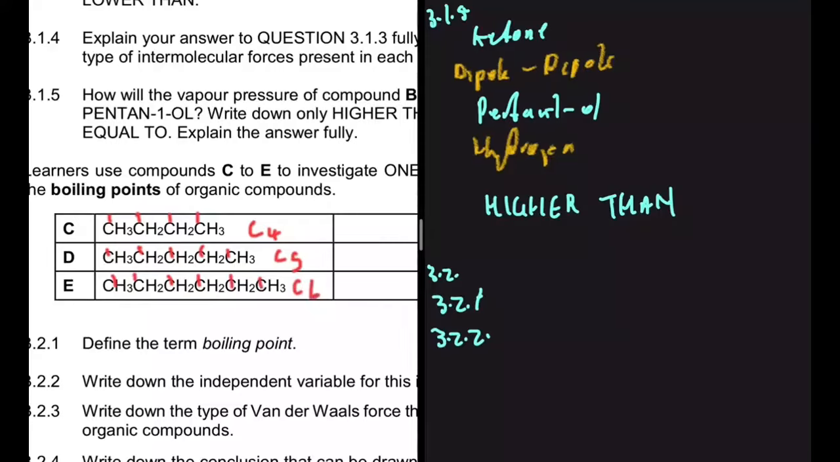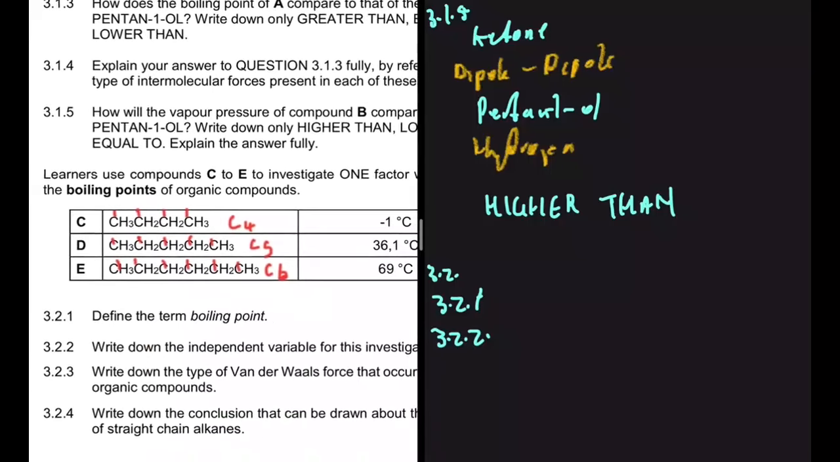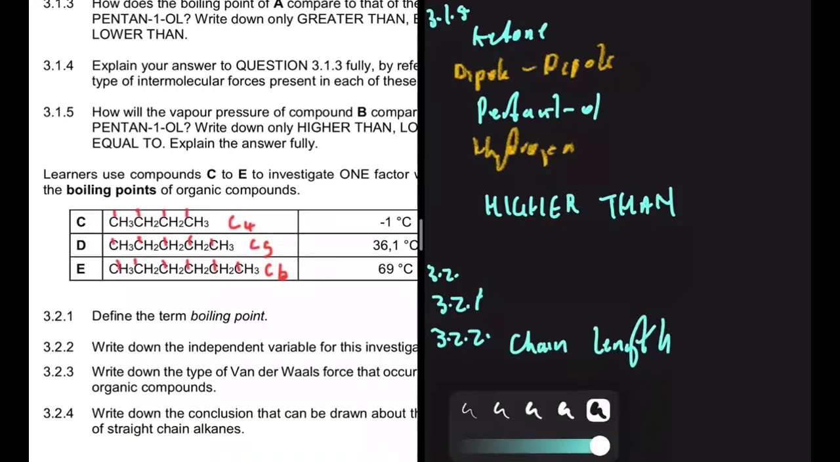So it seems like our independent variable here, what we are changing, is actually the chain length. We can see that from the number of carbons we have in the compounds. So the answer to 3.2.2 would be chain length, or the molecular mass, because as the chain length increases, the molecular mass is also going to increase. So that is the independent variable.